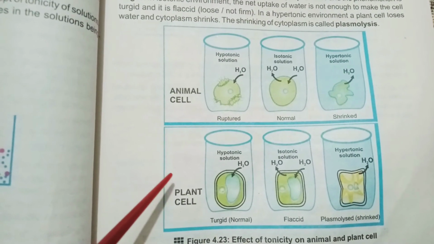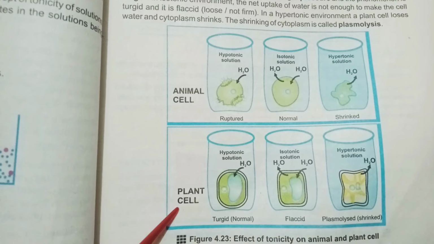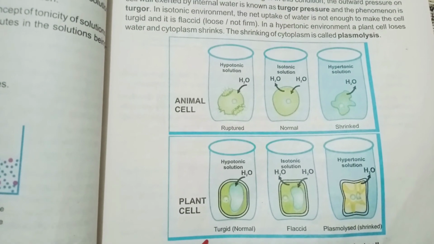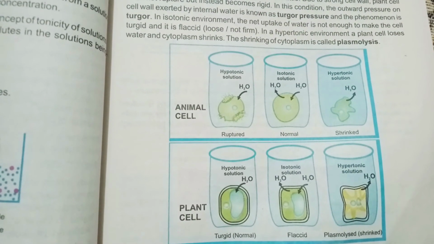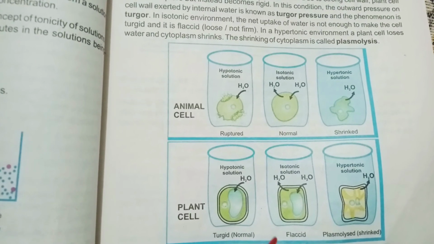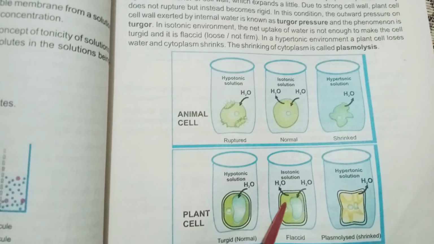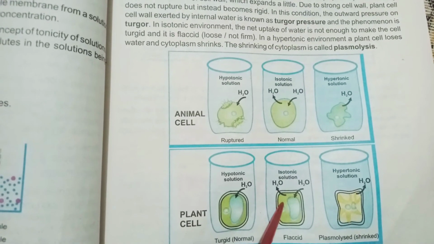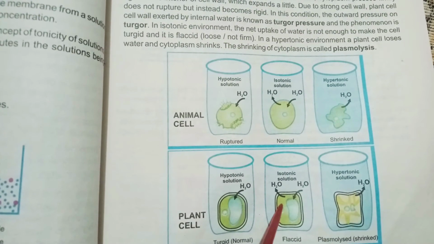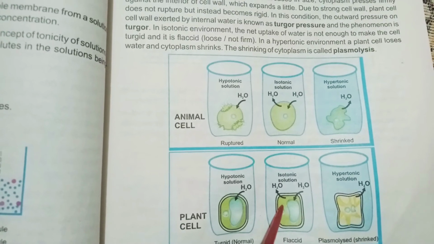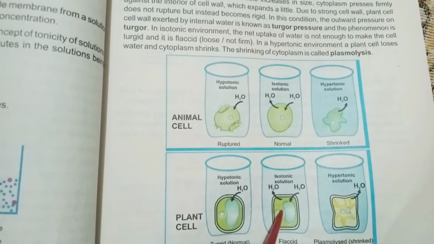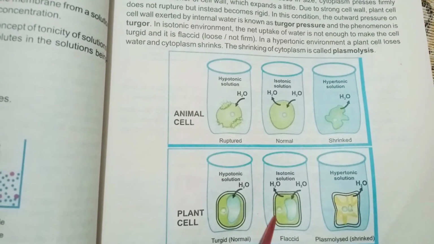In a hypotonic solution, the plant cell will be turgid, while in isotonic solution, the plant cell will be flaccid. Because in isotonic environment, the net uptake of water is not enough to make the cell turgid and it will be flaccid, it will be loose.